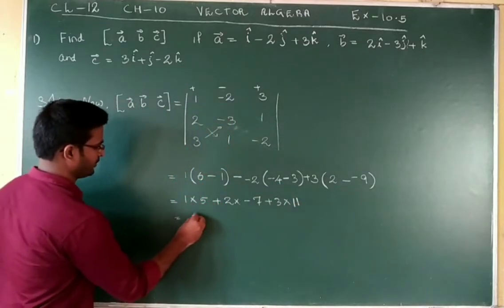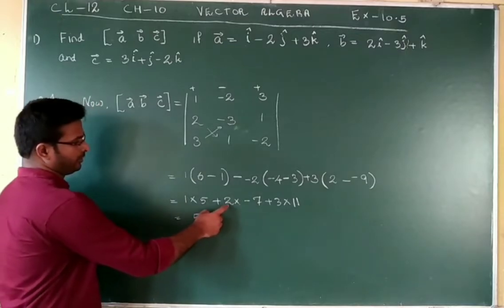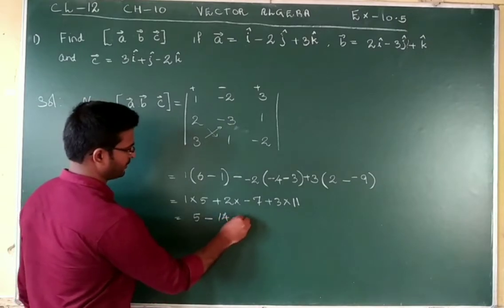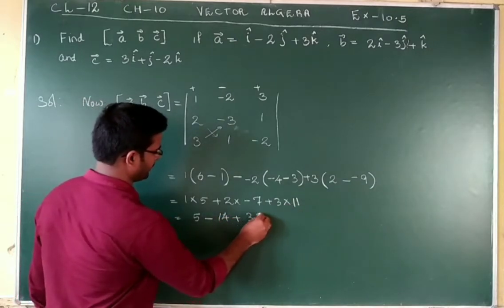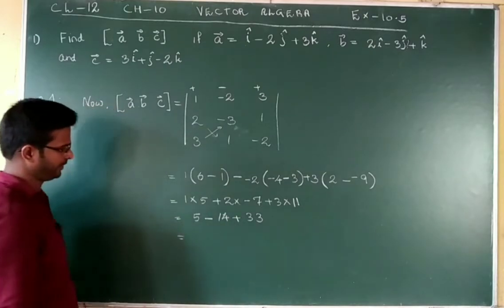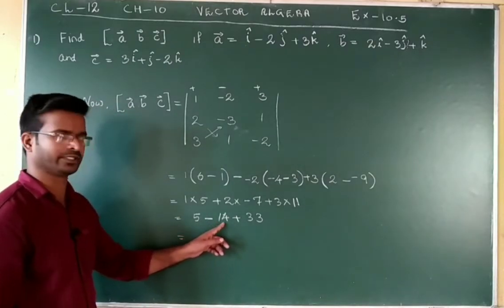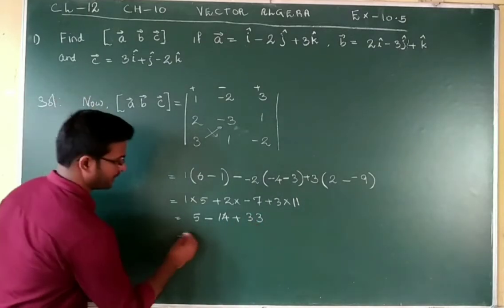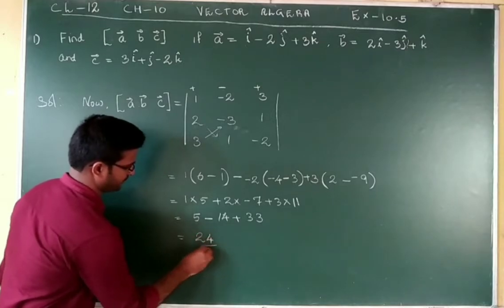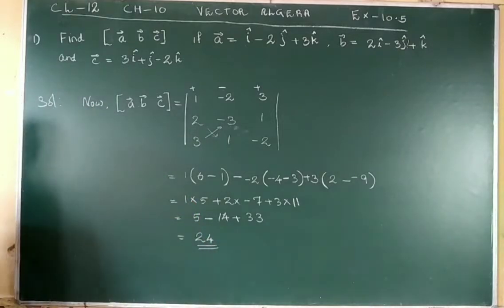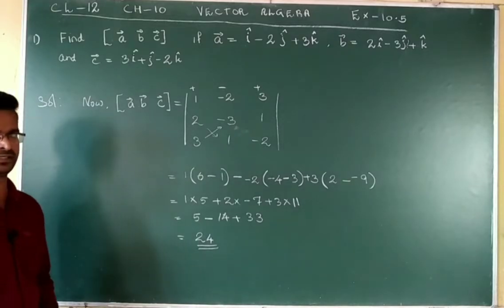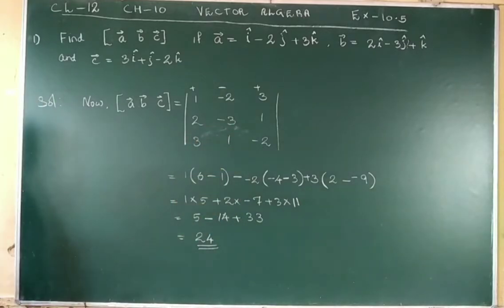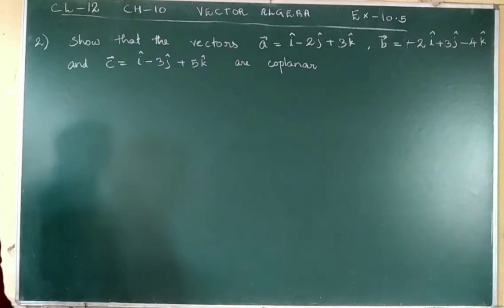Equal to 1 into 5, 5. Then minus 2 into minus 7, that is 14, plus 3 into 11, 33. What will you get? 5 minus 14 minus 9, minus 9 plus 33 will give 24. This is our scalar triple product of the given vectors A, B, C. Now just pause the video or write it down in your notebook. Now we can see question number 2.